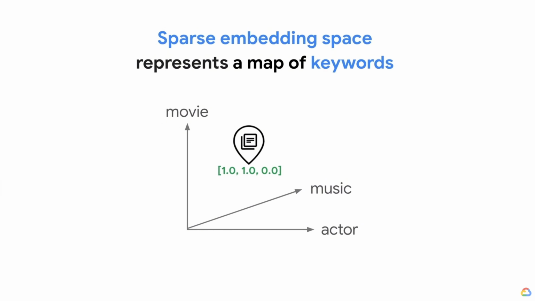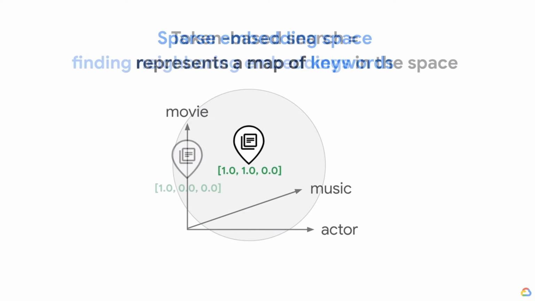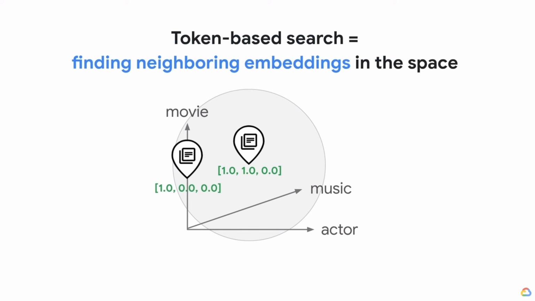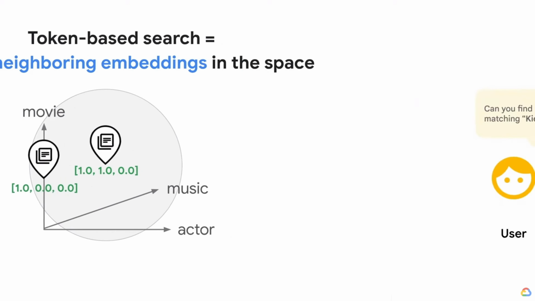The sparse embedding space acts like a map of keywords, similar to an index in a library. In this sparse embedding space, similar embeddings can be found by examining the neighborhood of a query embedding. These neighboring embeddings share a similar distribution of keywords within their corresponding texts. This mechanism underlies token-based search using sparse embeddings.